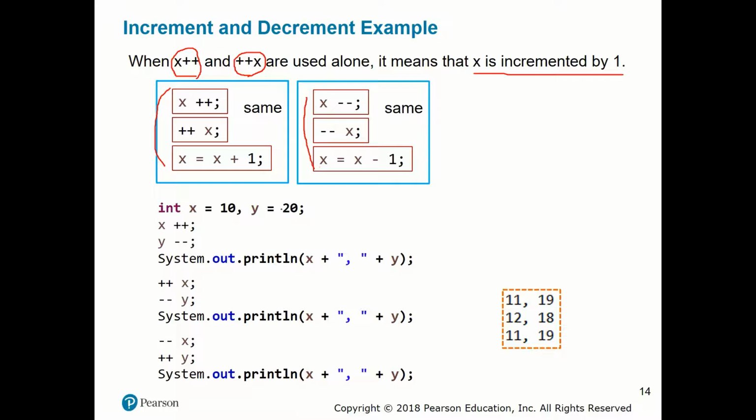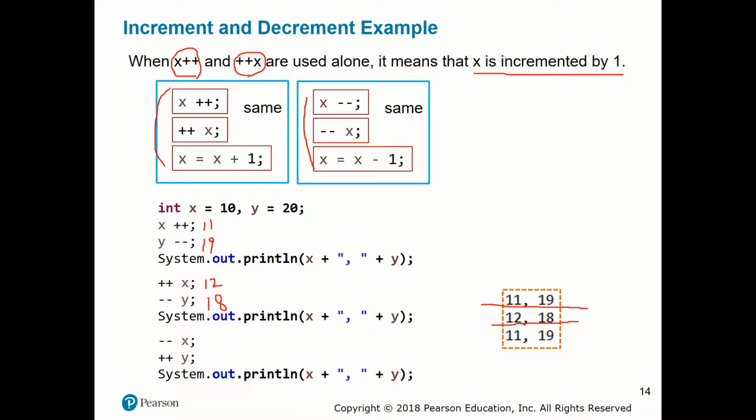Then what is the result of this code? X is 10 and y is 20. At first, x is increased by 1, so x becomes 11 here. And y is decreased by 1, so y becomes 19. So 11 and 19 are printed out here. And then x is increased by 1, so x becomes 12. And y is decreased by 1, so y becomes 18. Now 12 and 18 are printed out.